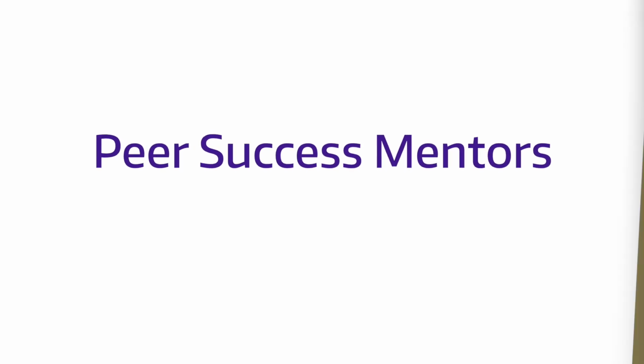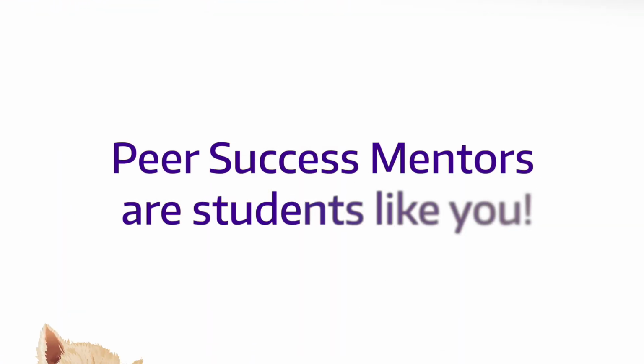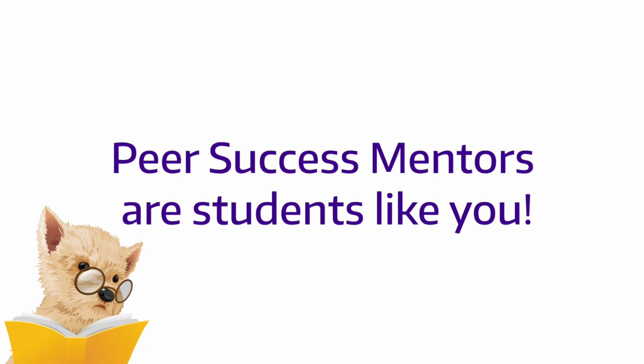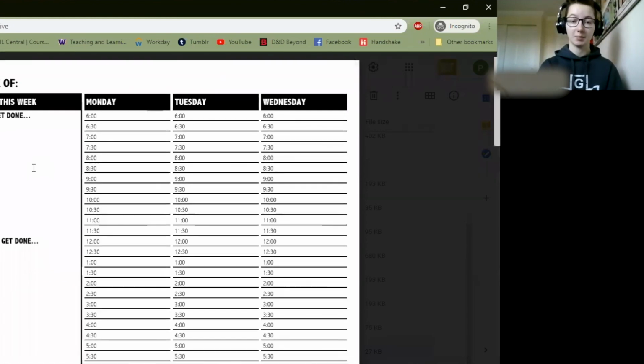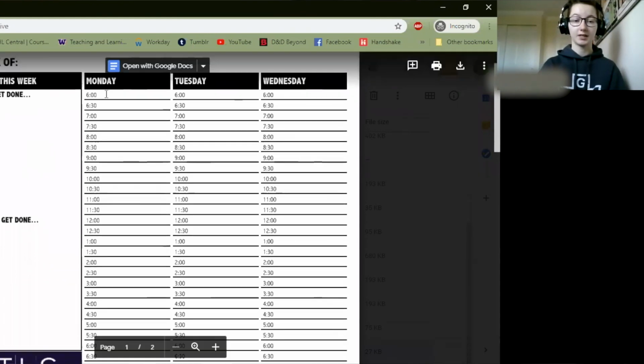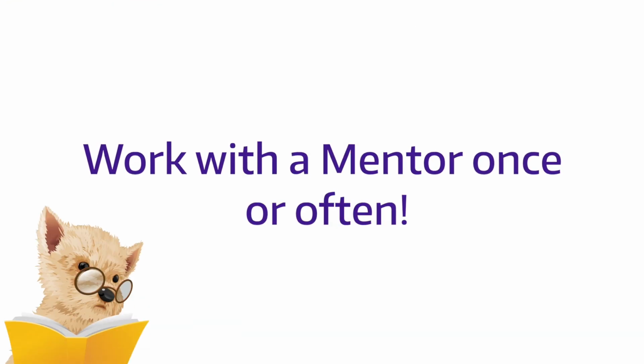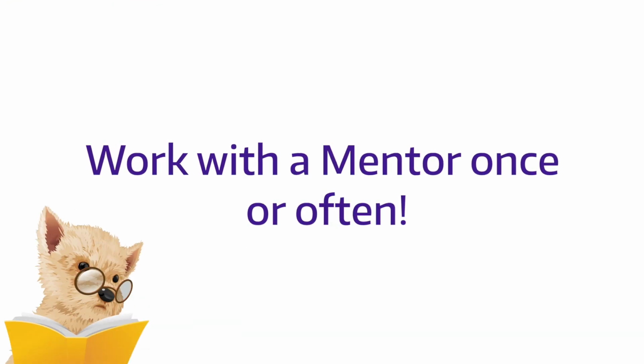Peer success mentors are students like you. They are consultants for academic skills and help guide their peers toward academic success. Peer success mentors meet one-on-one with you to discuss study habits, set academic goals, and develop effective learning strategies. Everyone can do a bit better, whether you're trying to improve your GPA from a 3.0 to a 3.5 or make sure you don't fail a class. We all have room to grow.